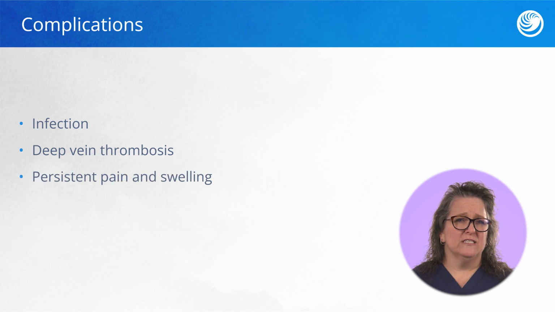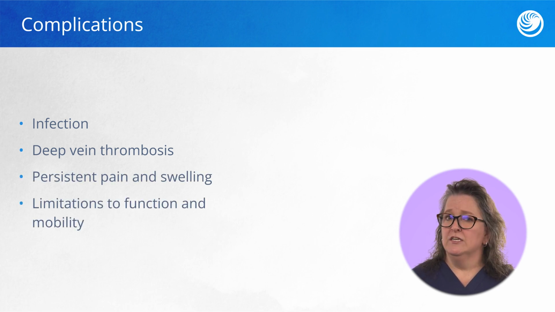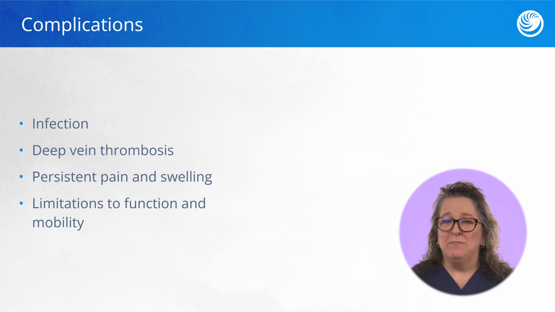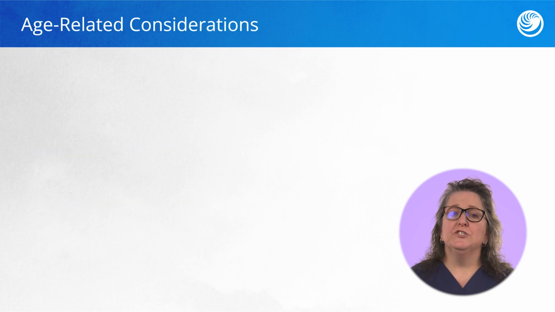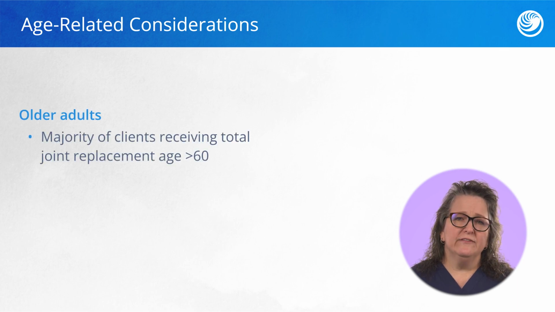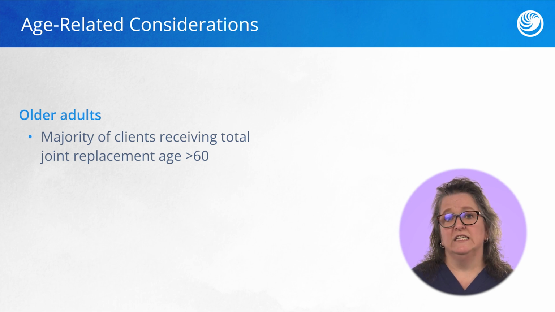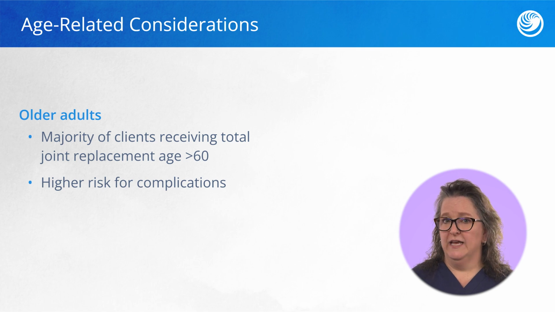Clients may have persistent pain and swelling, which can then lead to limitations to function and mobility. This will affect their daily lives and possibly the ability to care for themselves. Age-related considerations. Older adults. The majority of clients undergoing total joint replacement are over 60 years old, and this age group is at higher risk for complications.